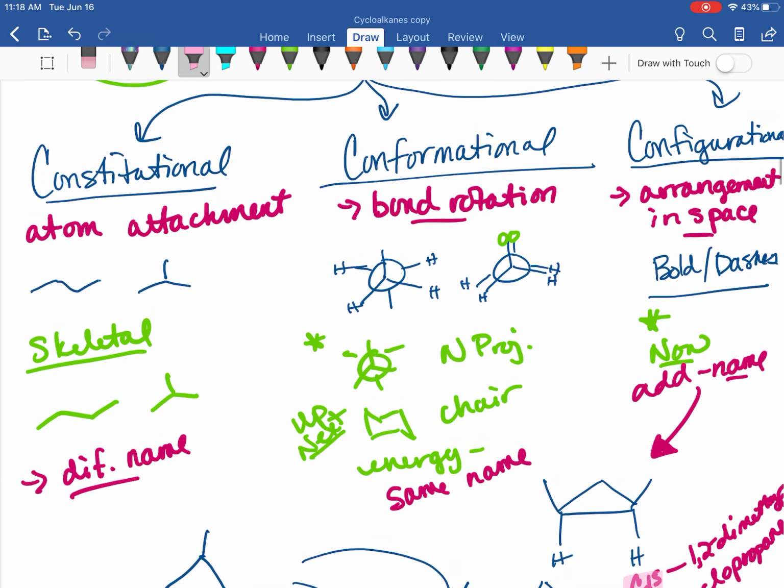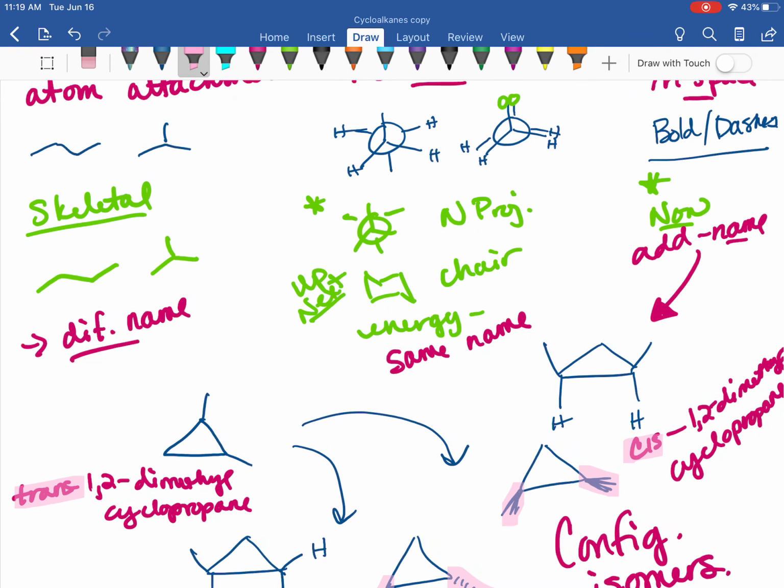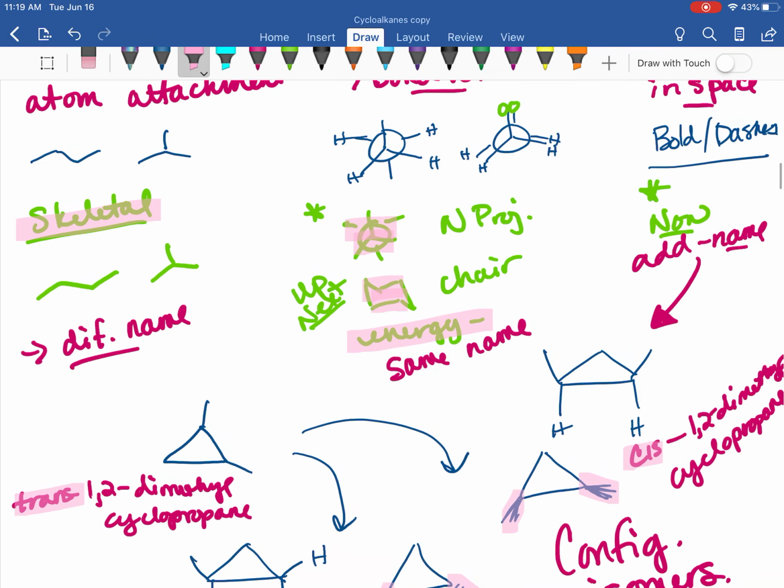All right, so in the rest of the semester and in the rest of our series here of videos, we're actually going to see all three of these types of isomers: constitutional, conformational, and configurational. I love it. We're also going to see three different ways to draw them. We're going to always start with that skeletal structure, and then we're going to add to it if we have to consider energy at all. We're going to draw either Newman projections or chairs. And then as soon as we want to look at that arrangement in space and figure out if we have configurational isomers, we are going to use those bolds and dashes.